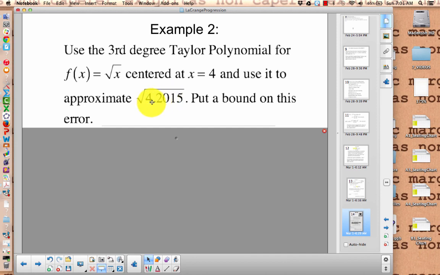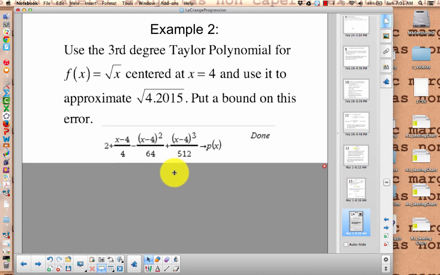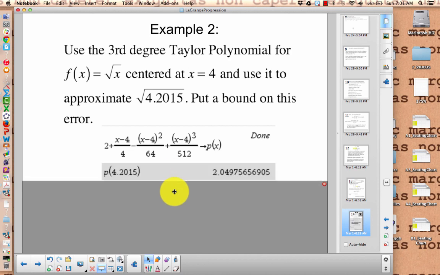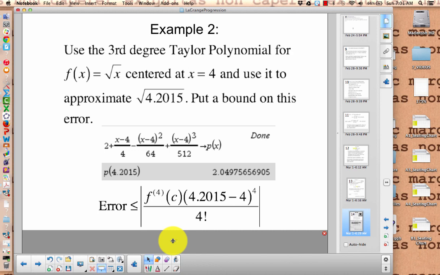Okay, so we can't really do the square root of 4.2015 by hand. So we'd like to use the Taylor polynomial to approximate this and then be able to tell somebody how good this approximation is. So first we set up the third degree Taylor polynomial for the square root of x. If you use this to approximate the square root of 4.2015, you would get 2.0497, etc. So now we want to go through the process of putting a bound on the error of this approximation. So the error is going to be less than or equal to the absolute value of the fourth derivative of f at some number c between 4 and 4.2015.